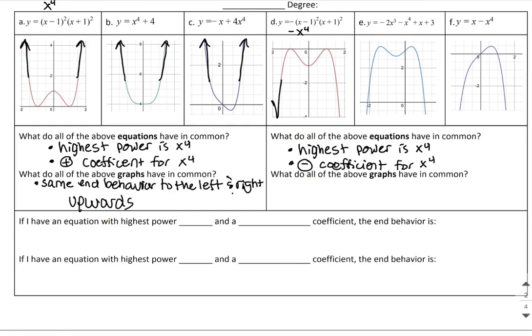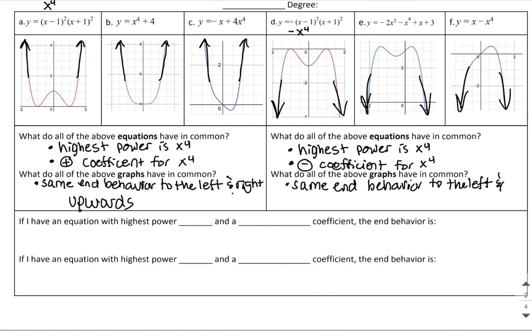And then for these, the end behavior is the same on both sides, but I am going downwards as I go to the left and downwards as I go to the right, even though the shapes don't look exactly the same. So same end behavior to the left and right, but I'm going downwards instead.